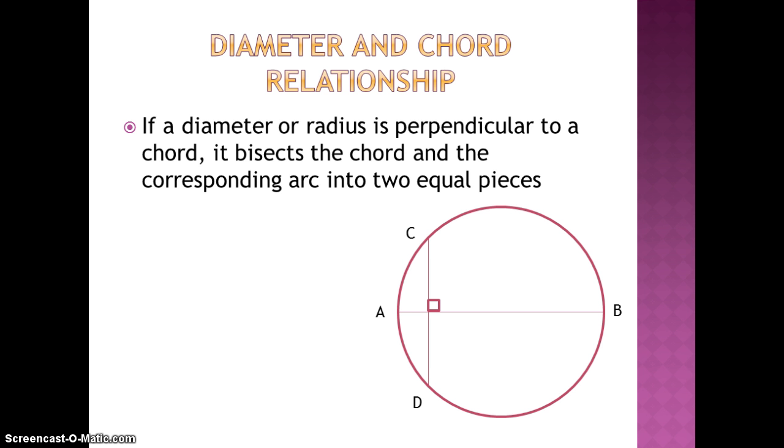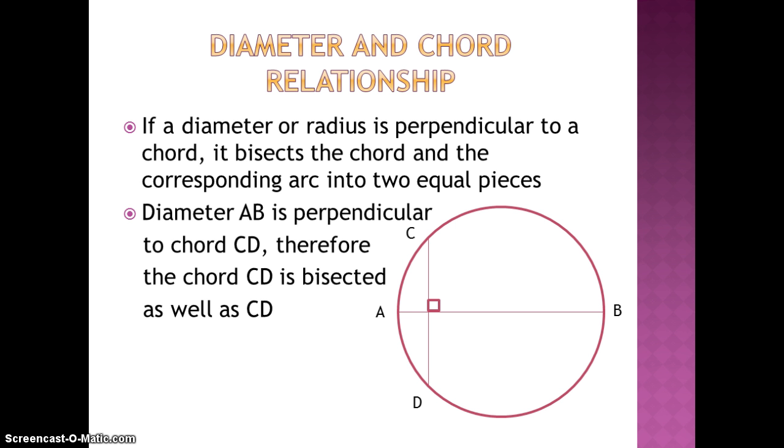Diameter and chord relationship. If a diameter or radius is perpendicular to a chord, it bisects the chord and the corresponding arc into 2 equal pieces. So in this picture we have diameter AB is perpendicular to chord CD. Therefore, the chord CD is bisected as well as arc CD.